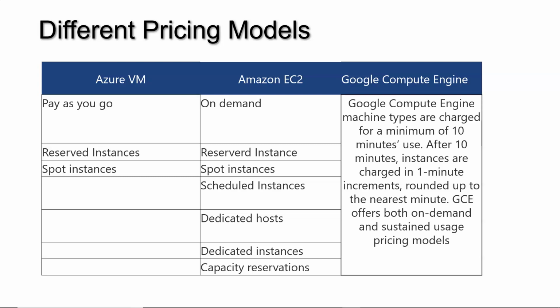Coming to the Google Compute Engine, these guys follow a completely different pricing model, but it is really good because they charge for a minimum of 10 minutes of use. After 10 minutes, instances are charged in 1 minute increments, rounded up to the nearest minute, and it will also save you when you use more than a month. That's where the sustained use model comes in. If you're using it for more than a month, then automatically your pricing will come down. This is a major advantage.